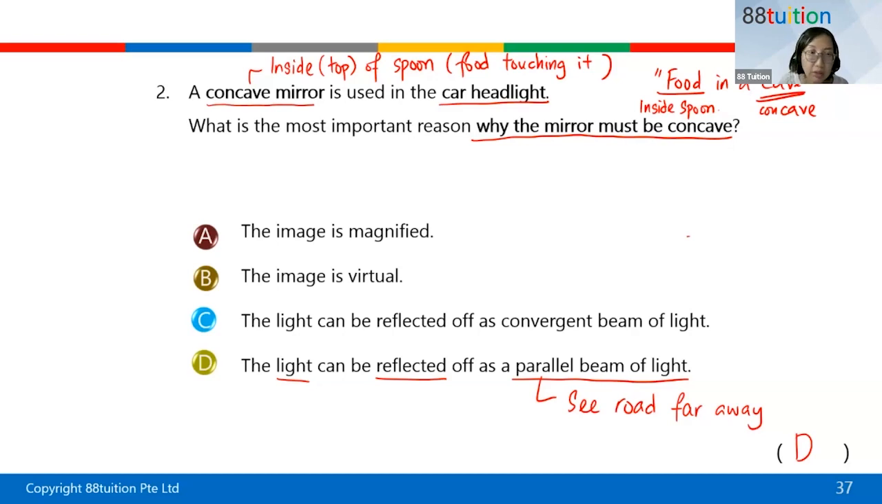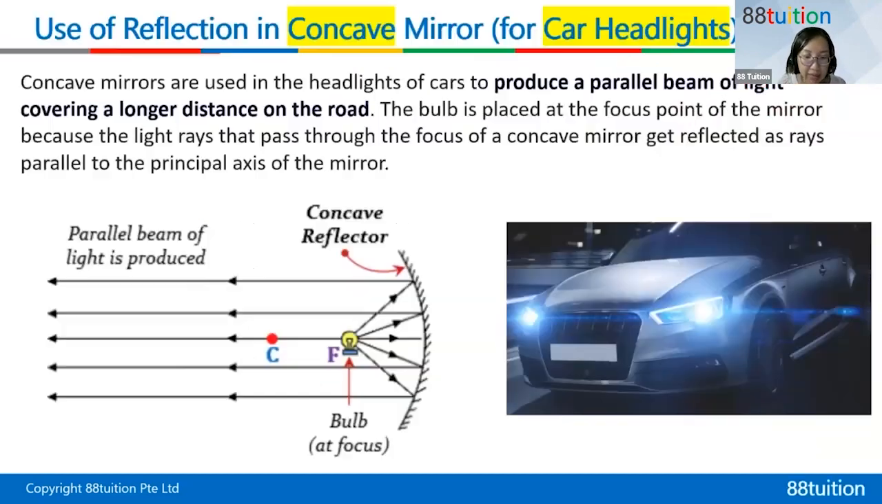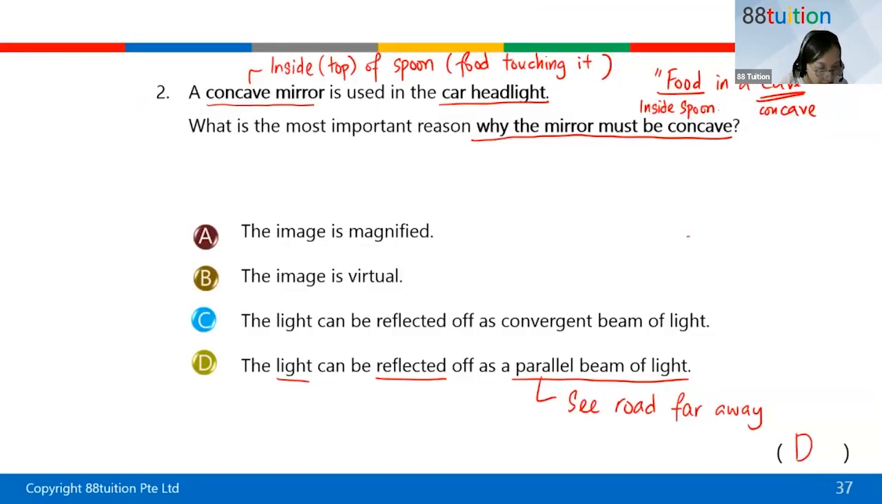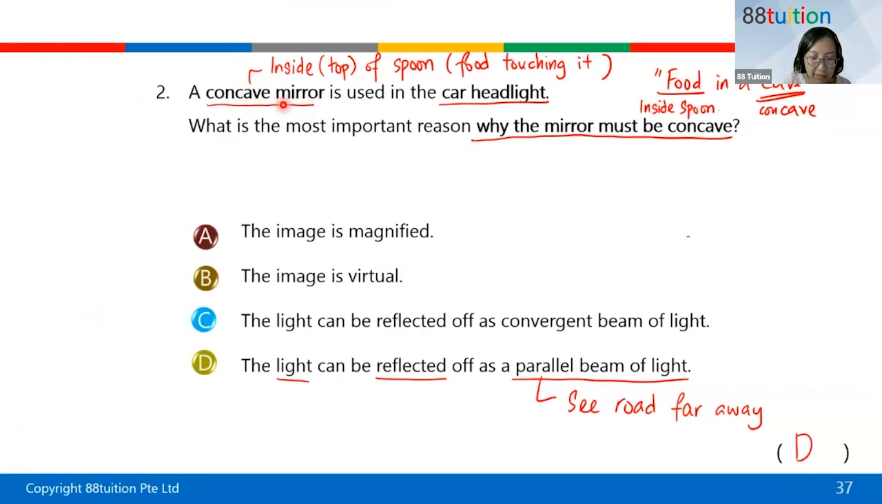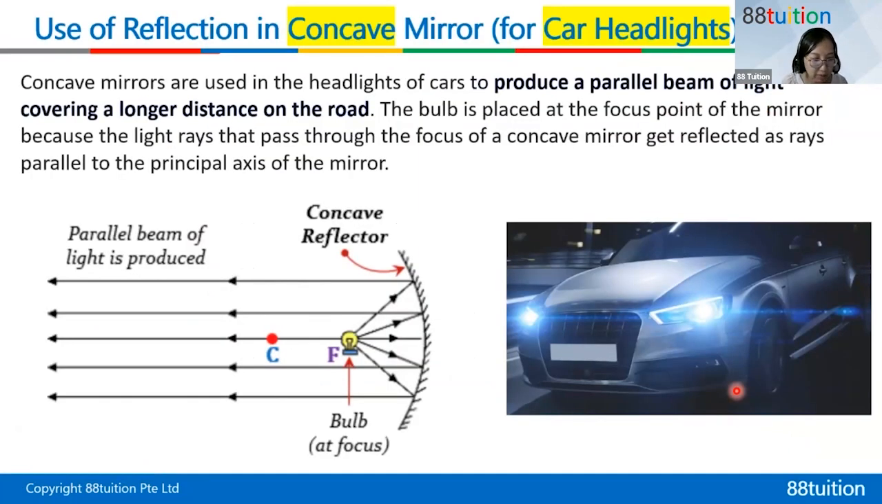Okay, right, so for a car headlight, the reason why it must use a concave mirror and not a convex mirror is because we want to have a parallel beam of light so that we can see the road far away. So this is what it means.